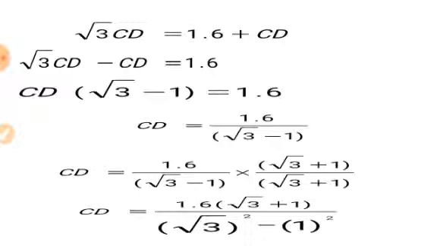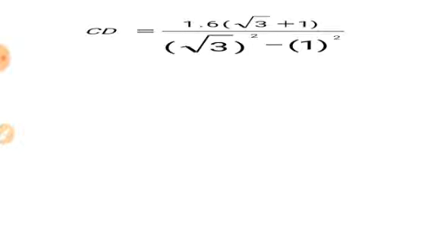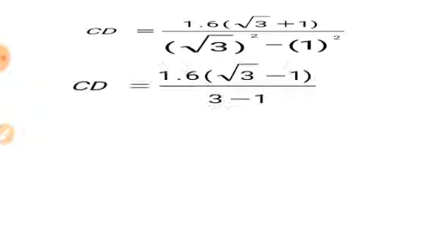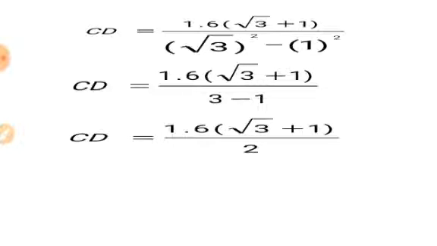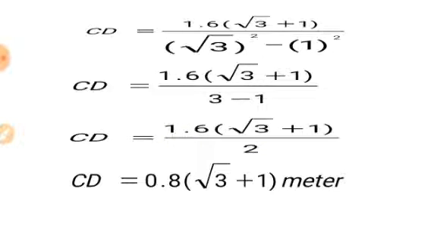Now we go to the next page. In the denominator we can replace root 3 whole square by 3 and 1 whole square by 1. In the denominator, 3 minus 1 will be 2. Now we will divide 1.6 by 2. 2 divides 1.6, 0.8 times. So we will cancel 2 and 1.6 by 0.8. Our equation becomes: CD is equal to 0.8 into root 3 plus 1.